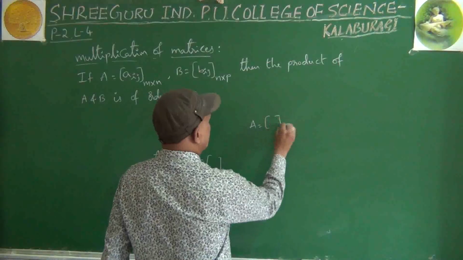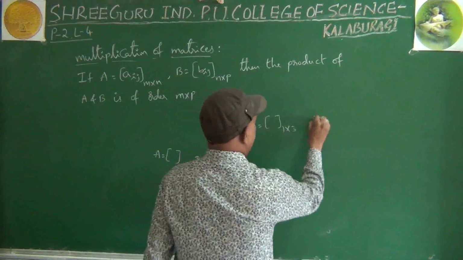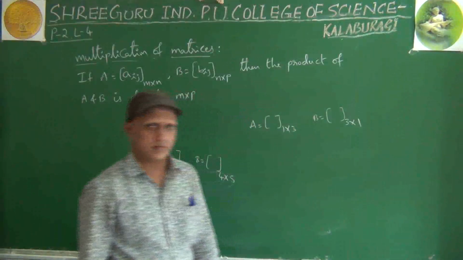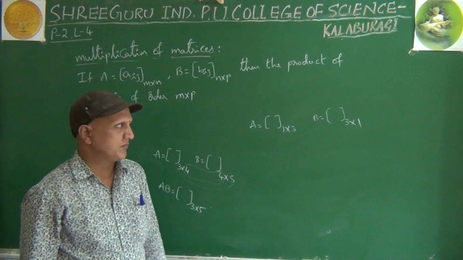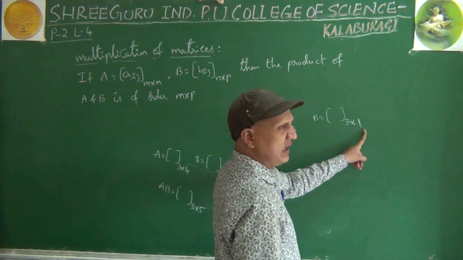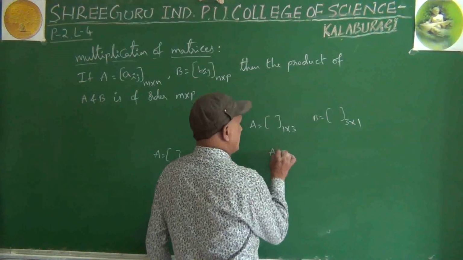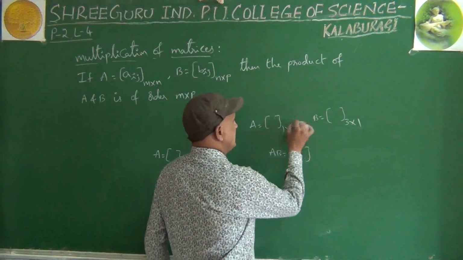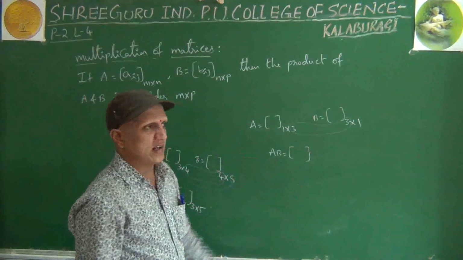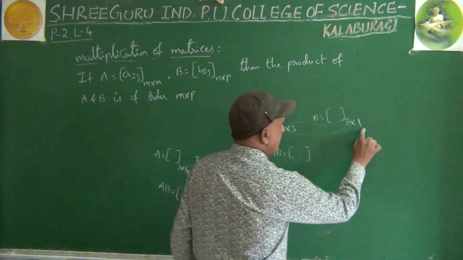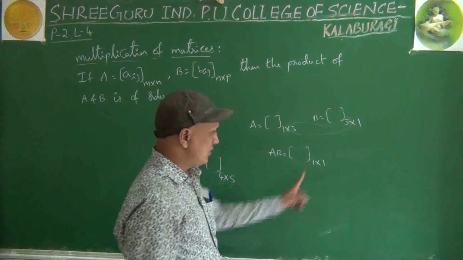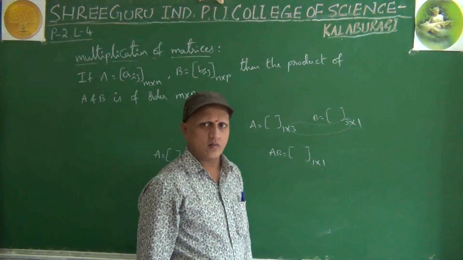Capital A equals to 1 by 3 matrix. Capital B equals to 3 by 1 matrix. Only one row, 3 columns are there. 3 rows, only 1 column is there. If you want to multiply two matrices, these two should be same. For answer, what is the order? 1 by 1. Sir, 1 by 1 means only one row, one column. Yes, only one row, one column.